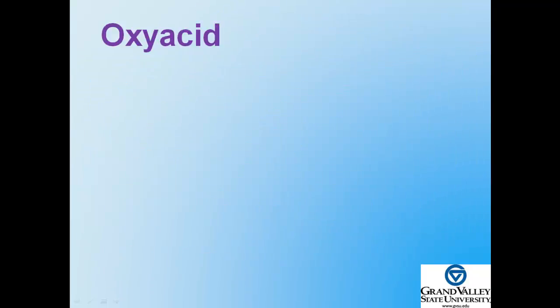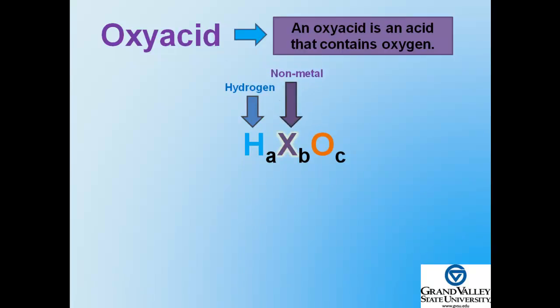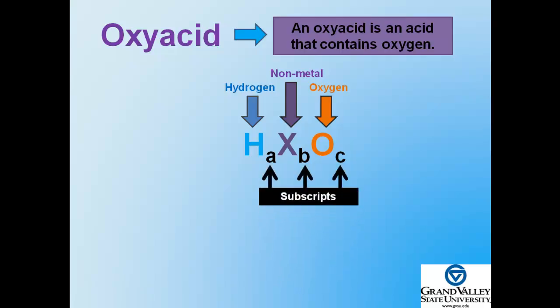Now let's move on to naming oxyacids. To understand how to name an oxyacid, let's first define what an oxyacid is. An oxyacid is an acid that contains oxygen. Here is a general formula for an oxyacid. The H represents hydrogen. The X represents a nonmetal other than hydrogen or oxygen, and the O represents oxygen, and the small a, b, and c represent subscripts.